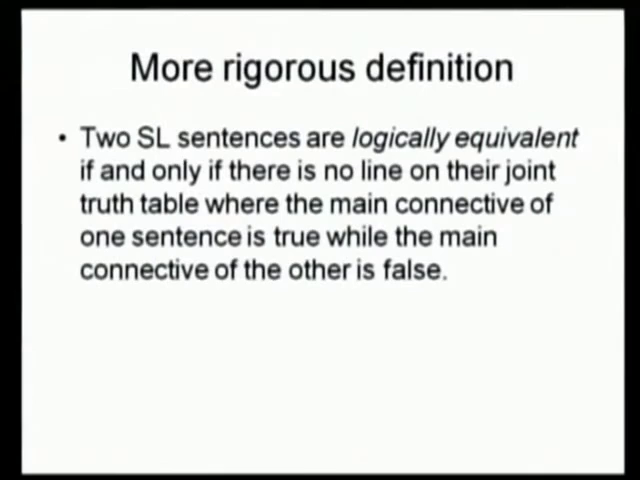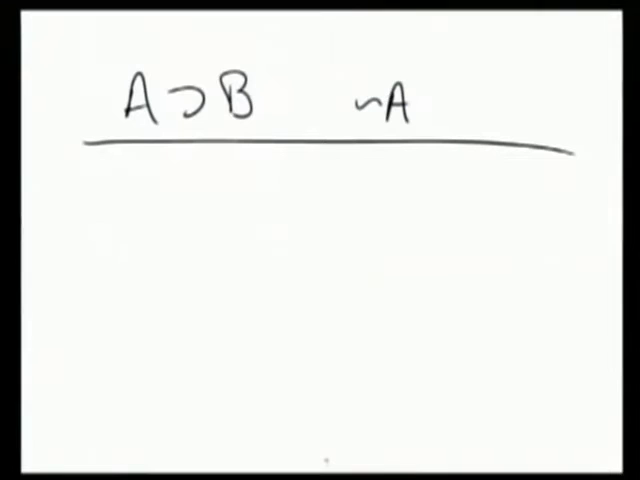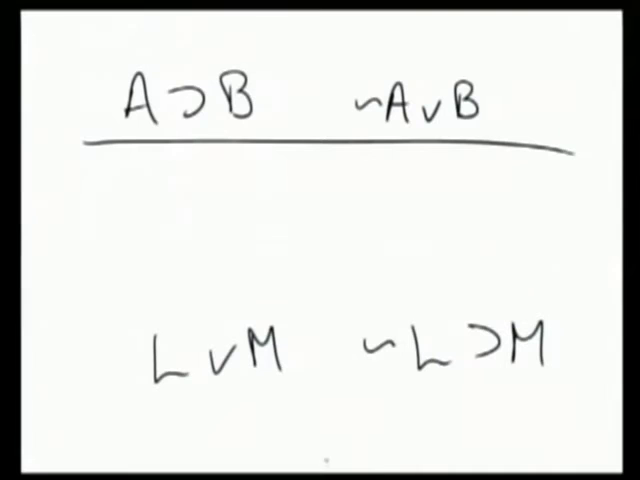So let's say we've got, and I won't put the A and B columns in here, A horseshoe B, let's say that's one sentence. I mentioned this equivalence before in connection with the wedge, where some people had put something like this. Instead of L or M, some people said not L, horseshoe, M. Turns out those two things are equivalent, I had said. And we're now going to see something very close to that in these two.